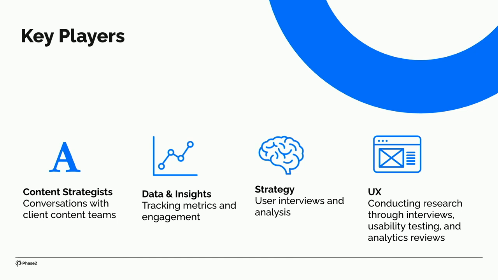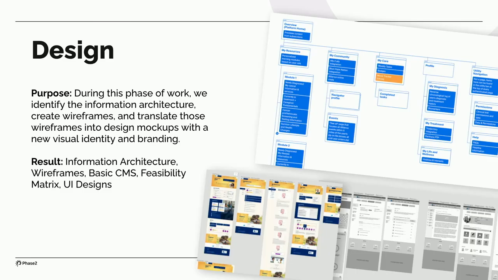So involving content strategists during that part of work really helps in terms of unearthing all that information for them. Data and insights, they'll start tracking metrics and engagement to give insight into what we need to focus on. Again, strategy and UX working together to conduct user interviews and any sort of other research we need at that time.